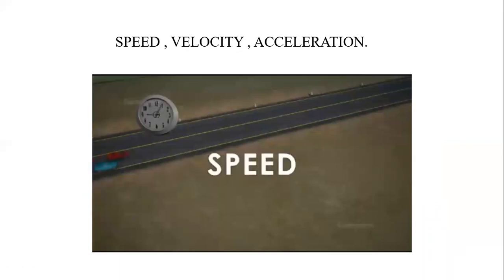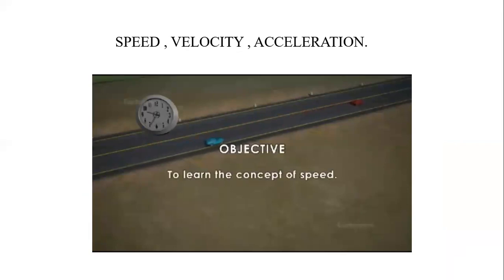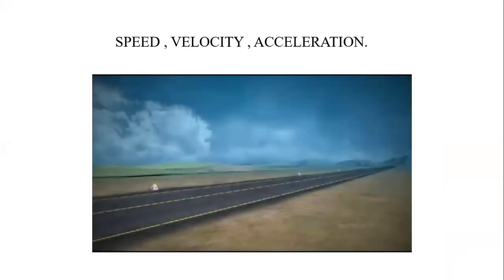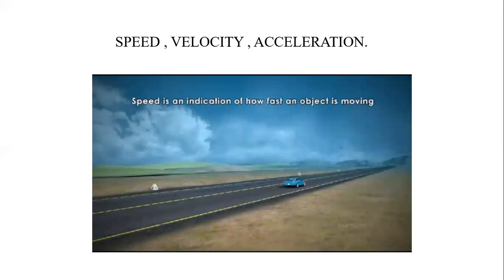Speed. Objective: to learn the concept of speed. Speed is an indication of how fast an object is moving. It is a scalar quantity that refers only to the magnitude, which means speed is something that's measurable on a scale which shows how large it is.